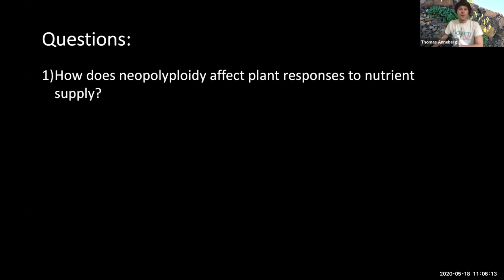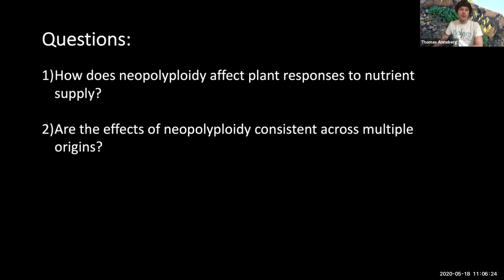So that leads me to my big question for today. This is going to comprise the majority of the rest of my talk. How does neopolyploidy affect plant responses to nutrient supply? And then at the end, I'm going to also pay a little bit of credence to the question, are the effects of neopolyploidy consistent across multiple origins?